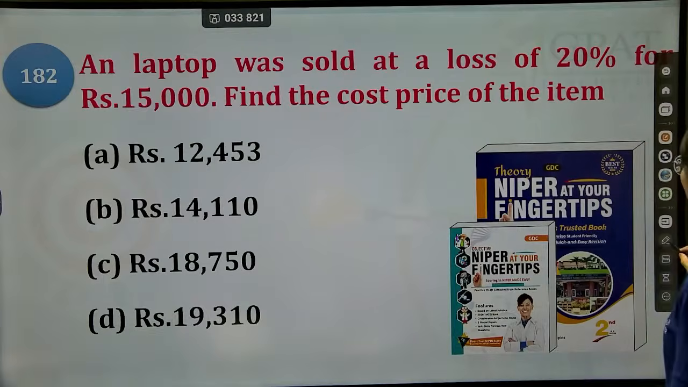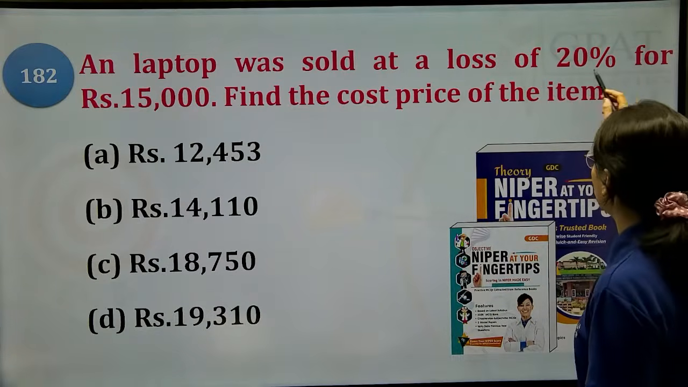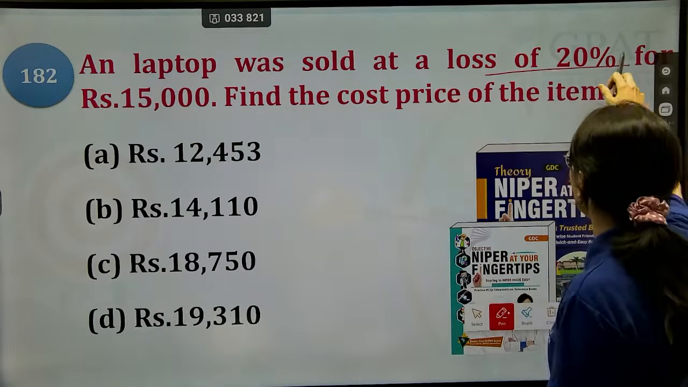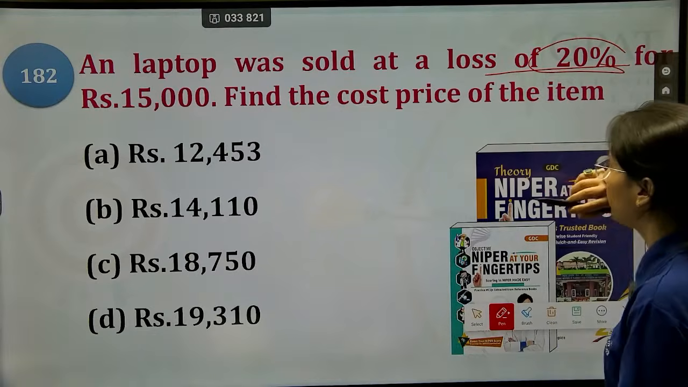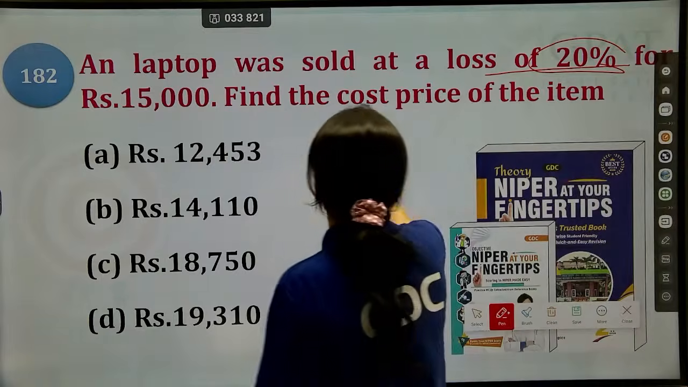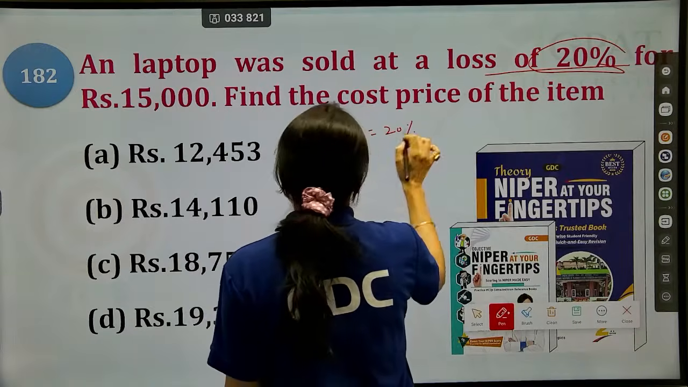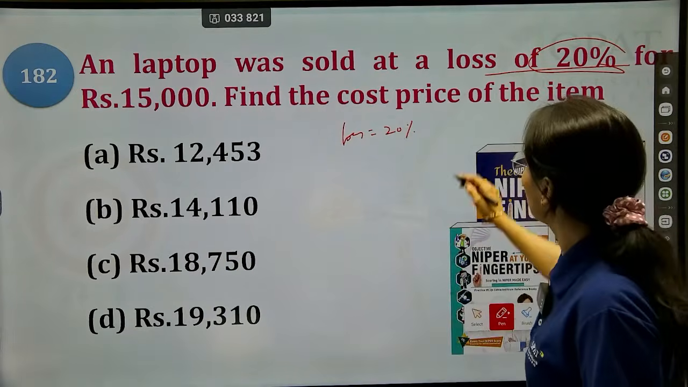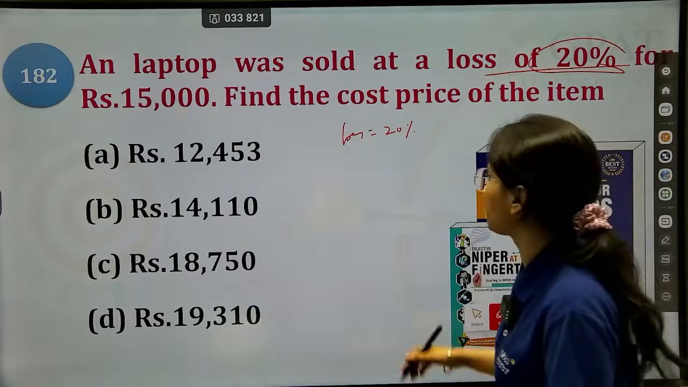Now a laptop was sold at a loss of 20% for 15,000. Find the cost price of the item. So we have to find the cost price of the item. So loss is equal to 20%. So SP is what?